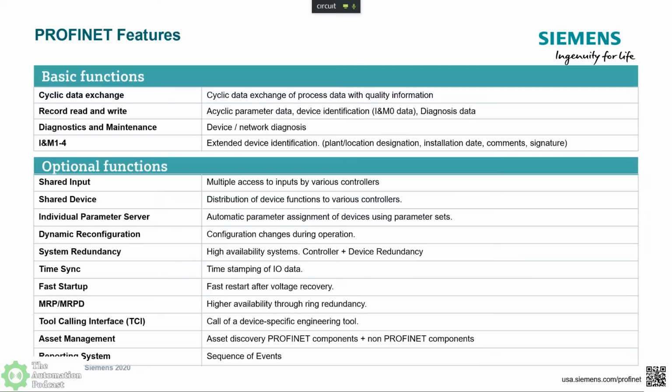So talking about the optional functions, there's, for example, shared device. That means a device can share its IOs to more than one controller. Or also system redundancy. This function is for high availability systems, and it supports various characteristics from device redundancy to controller redundancy. And also media redundancy protocol, or media redundancy. But later on, when we come to the topology section, we will talk more about that.